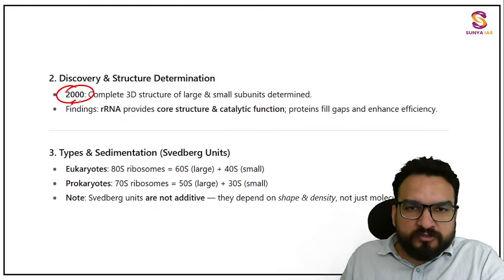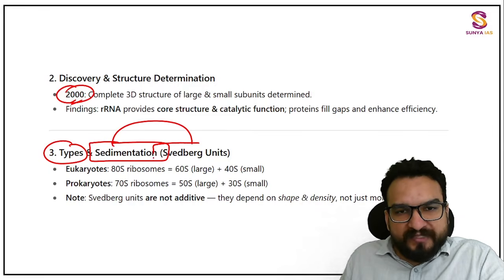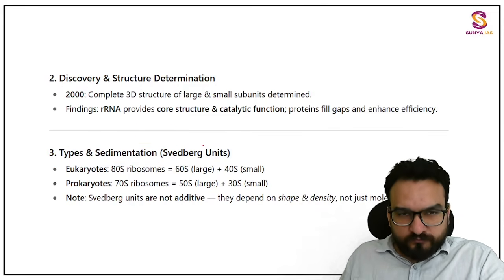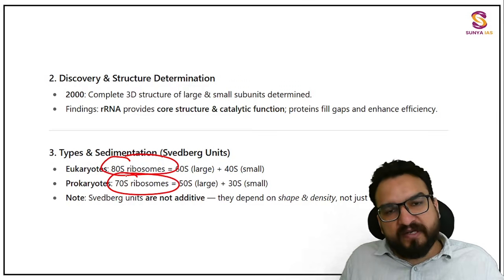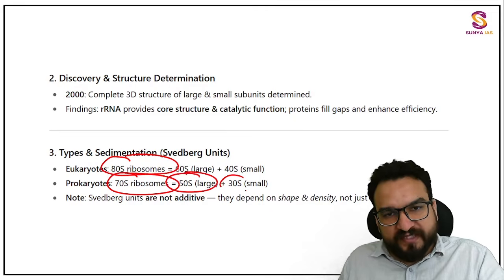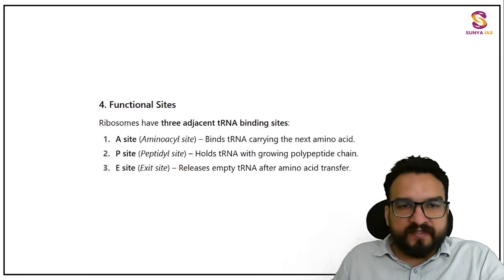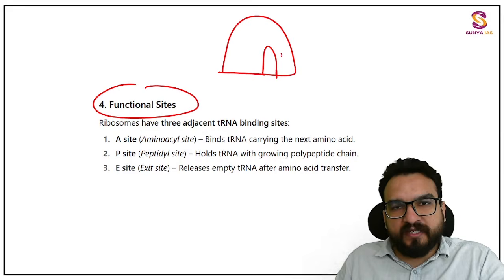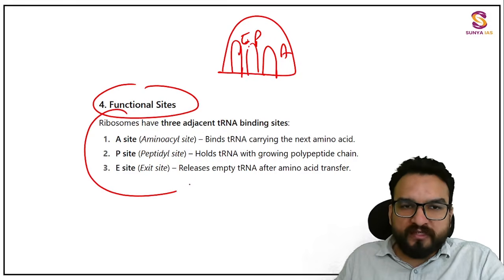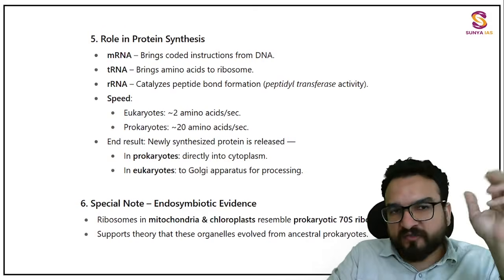Okay, they were discovered in the 2000s. And types, based upon sedimentation, that is basically the Svedberg unit. In eukaryotes you will find 80S, in prokaryotes you will find 70S. So 50S and 30S, 60S and 40S you will find over here. Right guys, these functional sites are also there on the ribosome, like A, P and E. Again, in the next class I'll be telling you, and then you can add these sites also. Right now, no need to get cumbersome with this information.